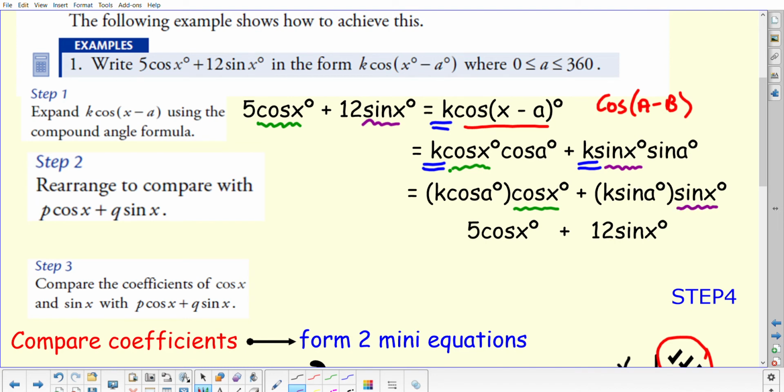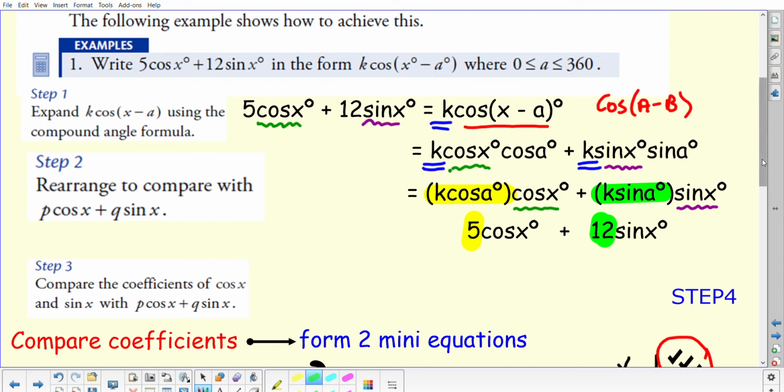Now I've written it down underneath just so you can see, because you're going to match it up. Highlighters can sometimes help you with this sort of thing, so that you can see what it is that you're doing. So anything that's multiplying the cos x, which in this case is 5, needs to match to k cos a. Anything that is multiplying the sin x, so here, needs to match to that.